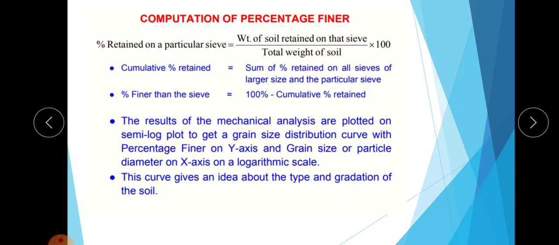Okay, and the results of the mechanical analysis are plotted on a semi-log plot to get the grain size distribution curve, with percentage finer on the y-axis. We have calculated percentage finer, so this percentage finer is plotted on the y-axis, and on the x-axis the grain size or particle diameter. After plotting this, we will get the grain size distribution curve, and this curve gives an idea about the type and gradation of the soil.